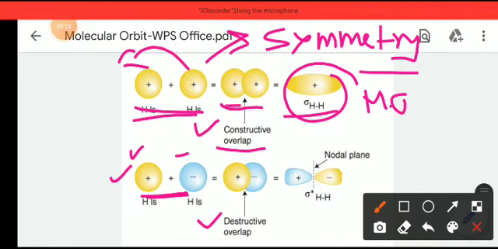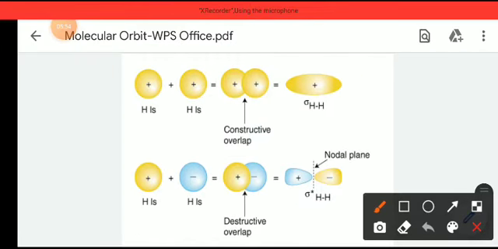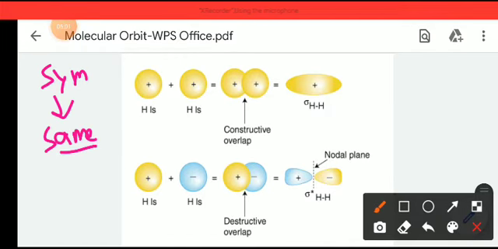Here the overlap region is additive, which is why it is getting bigger. But here, as their symmetry is different, they get a subtractive overlap, so the overlap region gets smaller. That is called destructive overlap. Remember, when the symmetry is the same, the overlap region gets added.